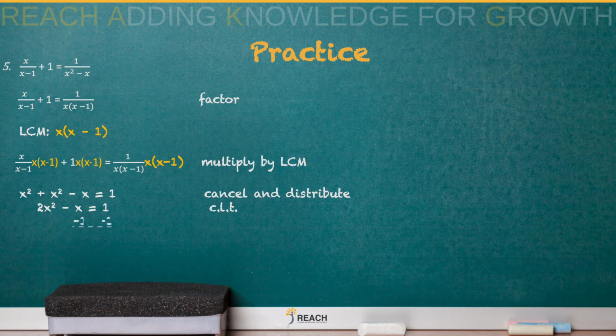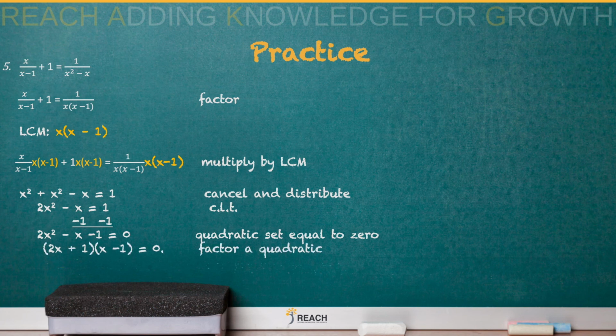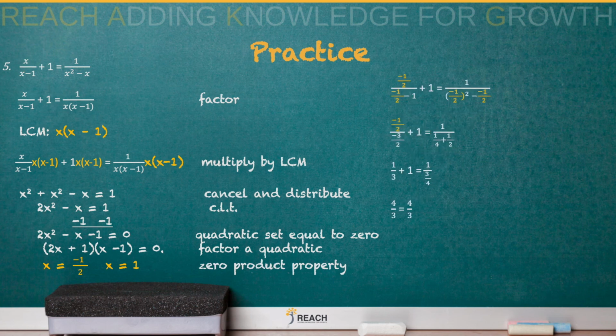And then this is a quadratic. Quadratics should be set equal to 0. You factor it. And then you solve it by using the zero product property. So we get those two answers. Now you know we got to check it. Got to plug it back in to see which one works. If we plug in negative 1/2, we get 4/3 equals 4/3.